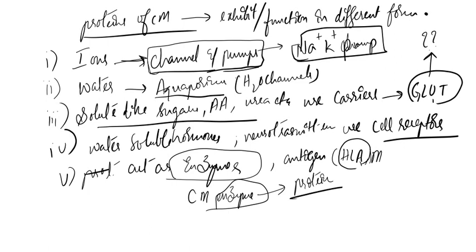So proteins can also act as enzymes, they can also act as antigens, human leukocyte antigen, and they also act as cell markers. Yes, they also function as cell markers, etc. So these are some of the functions of integral proteins of a cell membrane, right? Integral proteins of cell membrane.